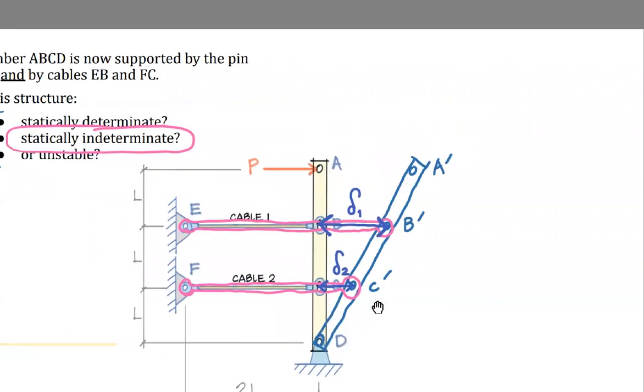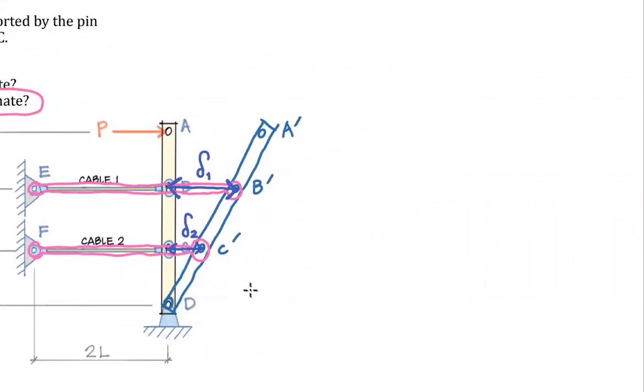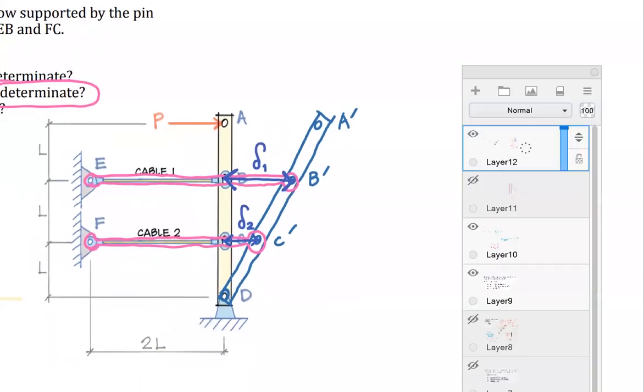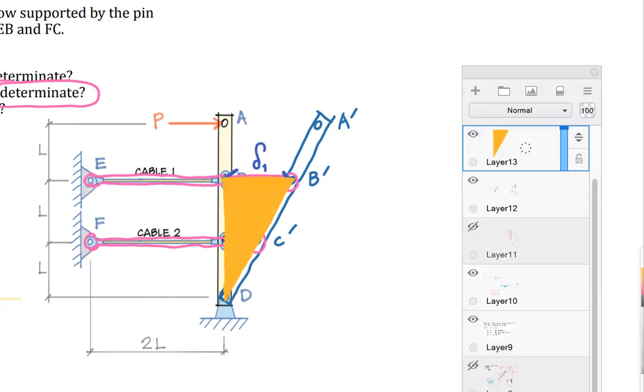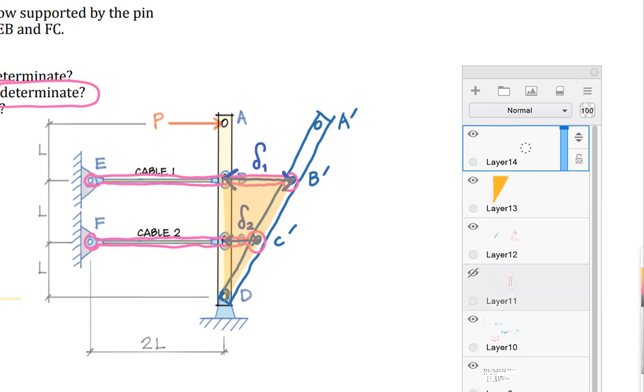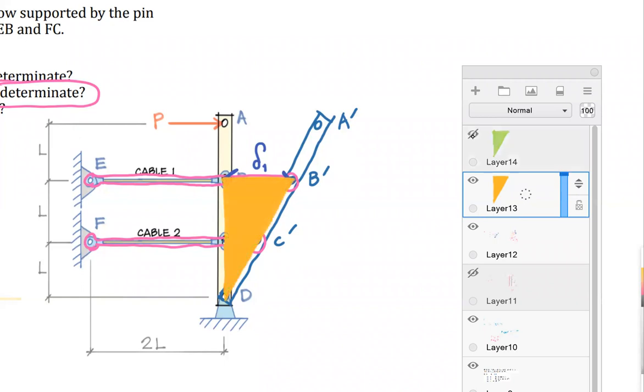Now my deformation compatibility equation is going to be some mathematical relationship that I see between the deformations in the problem. I'm going to want to use similar triangles here, and the similar triangles that I'm going to want to use look like this. I am going to have one triangle that is big like this. And then I'm going to have another triangle, I'll do this one in a green color, that is smaller like that. So here is my big triangle, the yellow one.